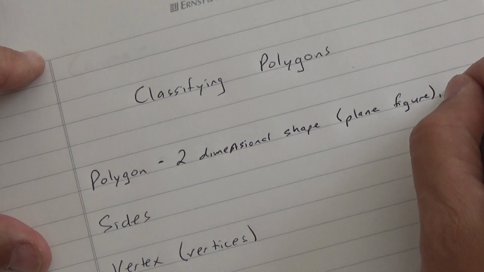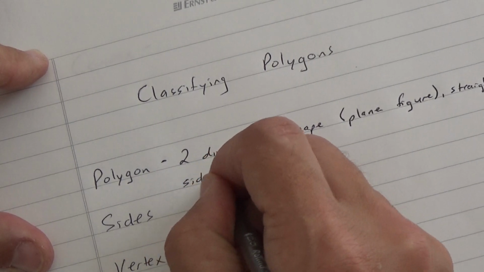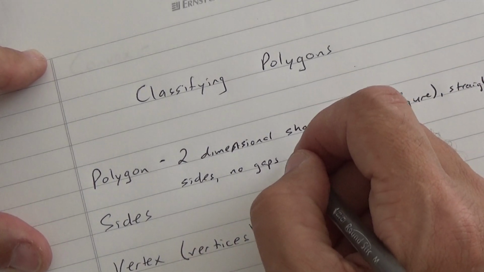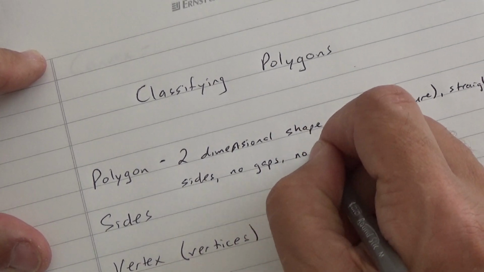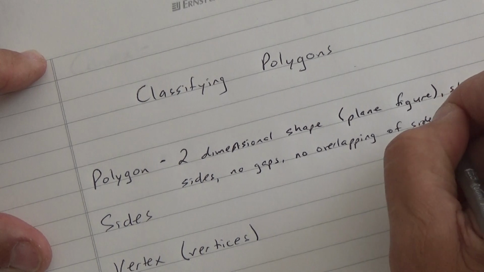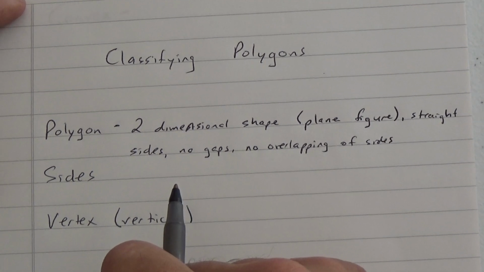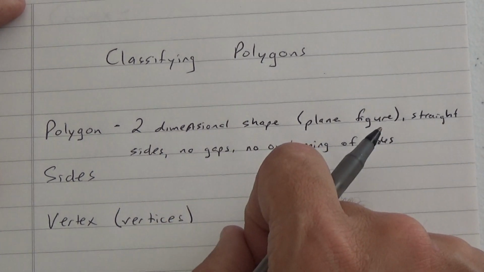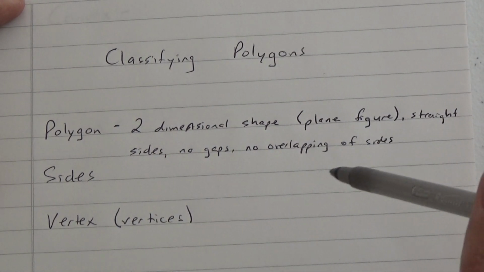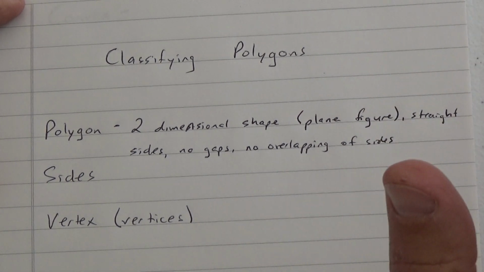Let's see, what else is important? Straight sides, so no curves. Okay, no gaps. All right, the sides have to connect to each other. Alright, let's see, no overlapping of sides. The technical way to say there's no overlapping of sides is that anytime a side intersects another side, they're made up of segments, anytime a segment intersects another segment, it has to be at the end point. Okay, so if they intersect anywhere other than their endpoints, doesn't count as a polygon.